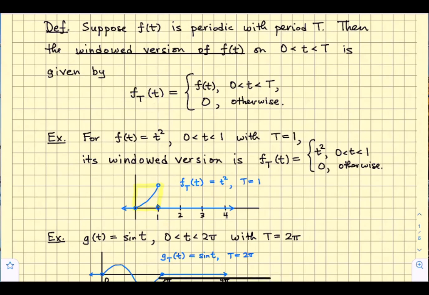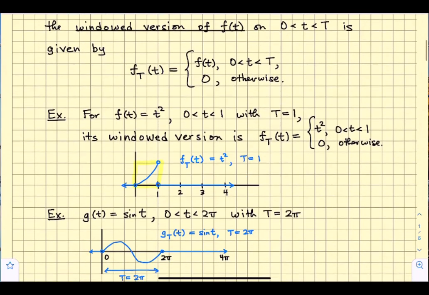So this is how you can tell the difference between the full-blown periodic f and the windowed version. The windowed version agrees with the original function on 0 to capital T, so on an interval whose length is the period, but outside of that window, outside of that one cycle, that one period, the function is 0.